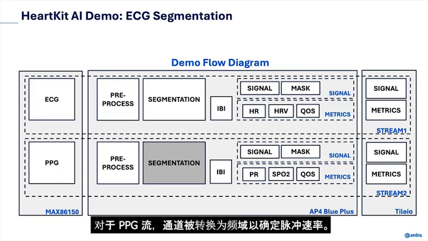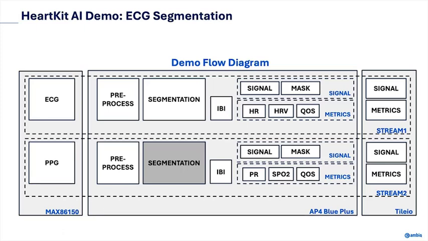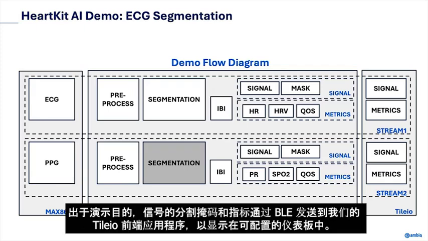For the PPG stream, the channels are transformed to the frequency domain to determine the pulse rate. We also have reference algorithms to extract blood oxygenation from the two wavelength LEDs. For demo purposes, the signals, segmentation mask, and metrics are sent over BLE to our Tyleo front-end app to be shown in a configurable dashboard.